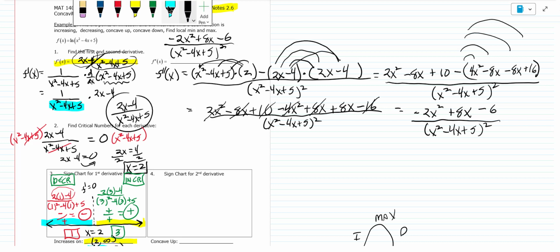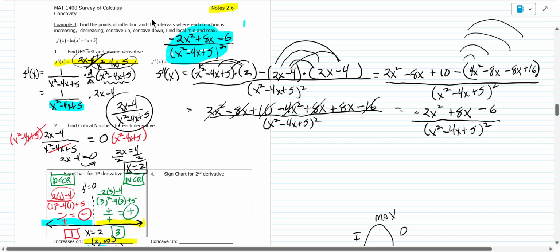Okay, so you guys have done quotient rule before. You have to be really careful when you do this that you don't make any arithmetic mistakes. Does everybody understand what I'm doing on quotient rule, okay? The thing you've got to be the most careful about is that 2x minus 4 times 2x minus 4, FOIL it, leave it in parentheses, then distribute the negative. If you don't do that, you're likely to make a mistake.